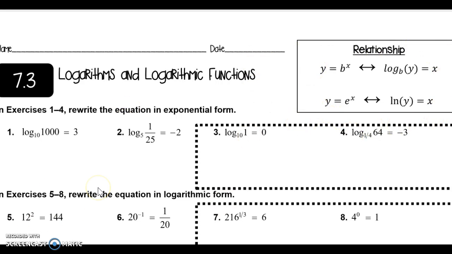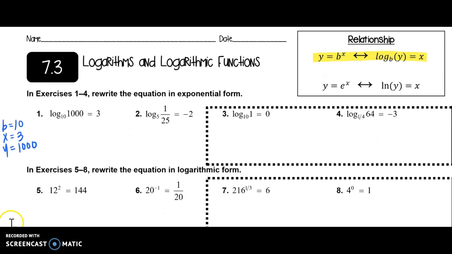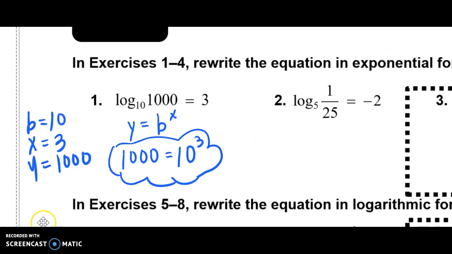For exercise 1, it tells us to rewrite the equation in exponential form. So we're going to use the top property. I want you to write down what each variable here is. So b, the base, is 10, x is 3, and y is 1000. Now we can go ahead and rewrite it. And here's my new equation.